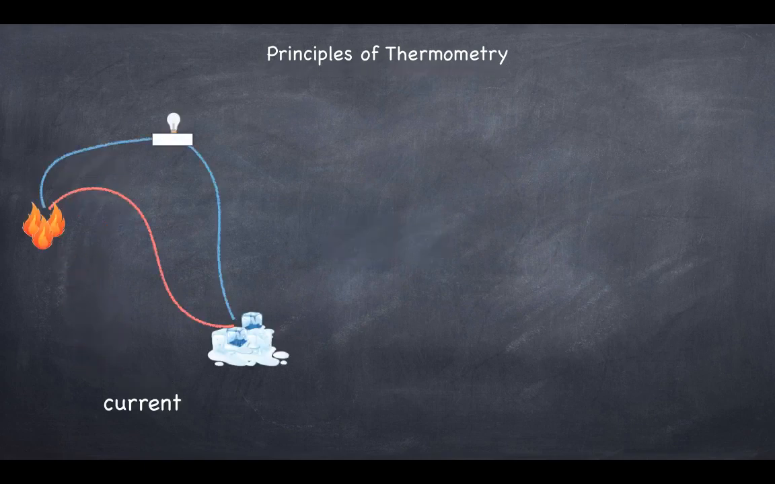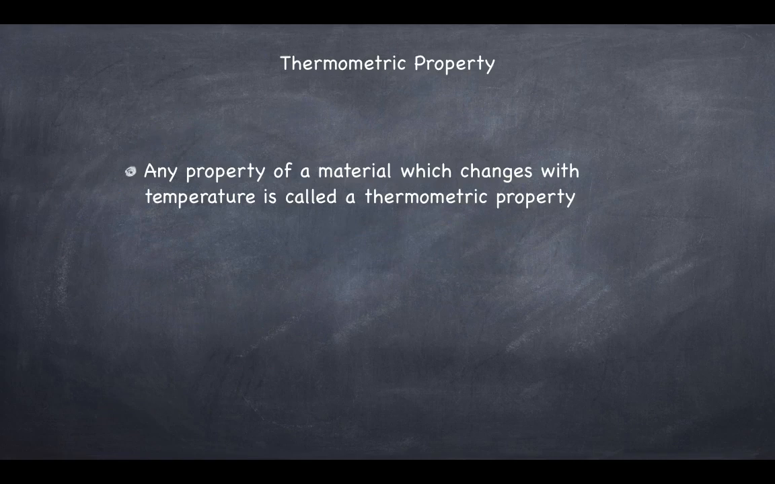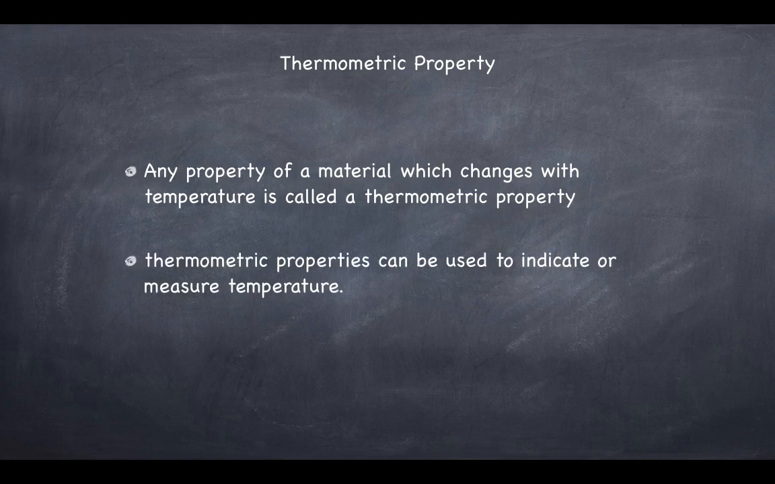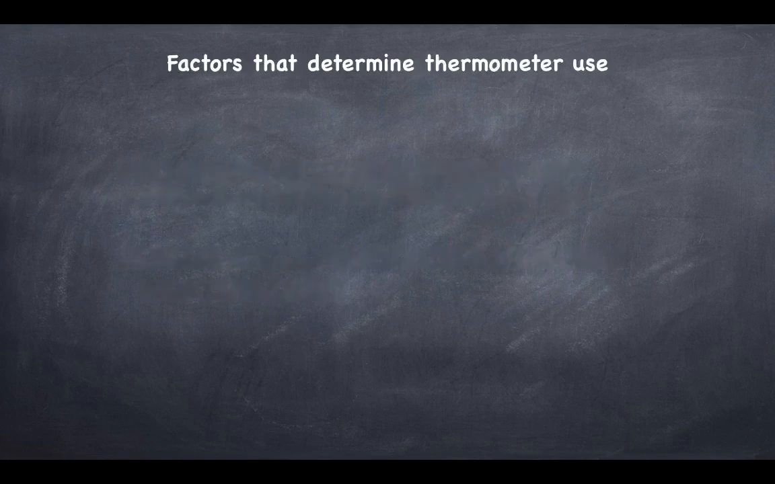Okay, finally, if you have two different metals that are joined together at two different ends, and there is a temperature difference between the two ends, you will have a small current flowing in the circuit, shown by this lighting bulb. So you can use the current flowing in the circuit as your physical property to measure temperature. A thermometer that uses current as a physical property is the thermocouple. So basically, any property of a material which changes with temperature is called a thermometric property. Thermometric properties can be used to indicate or measure temperature.